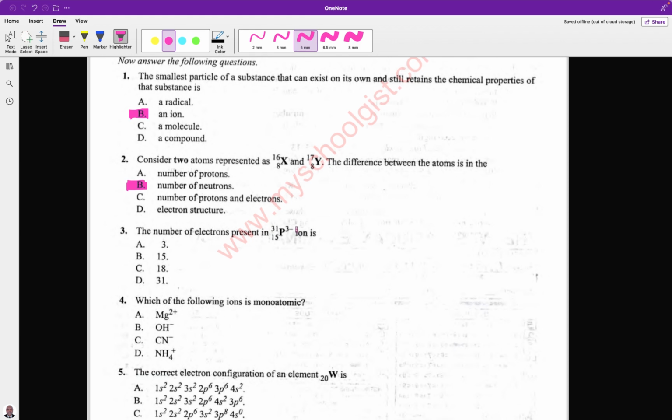From 15 to 18. So the number of electrons present in this ion is not 15, it's 18. So the answer is 18.